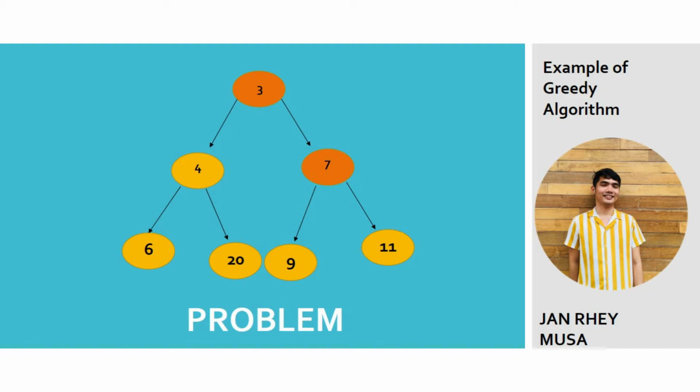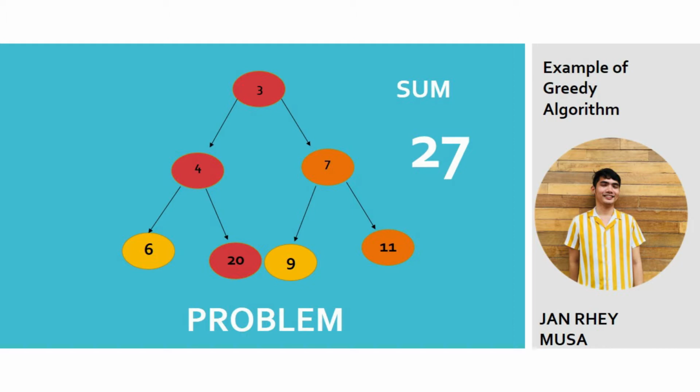Now we have to choose between 9 and 11. A greedy choice would be to select the larger of the two. We select 11 and end up having a path with a sum of 21. Now we will try another path. If we start from 3, go to 4, and then 20, this path would give us a sum of 27, which is greater than the one we achieved through the greedy method. So here we conclude that making locally optimal greedy choices doesn't always give us a globally optimal value.